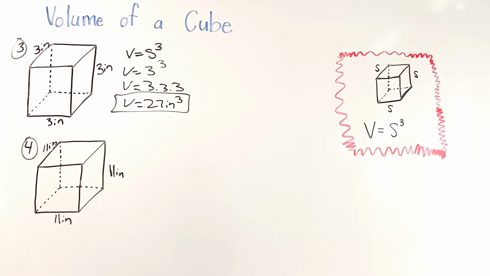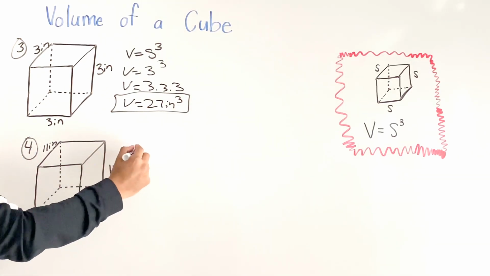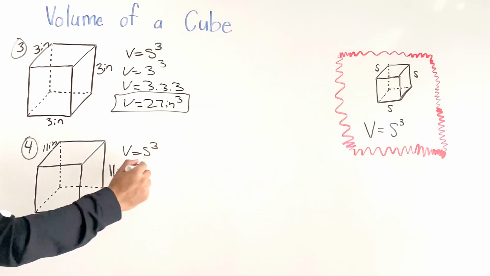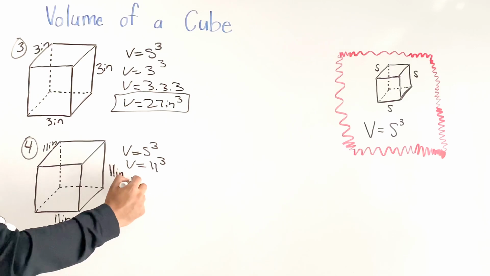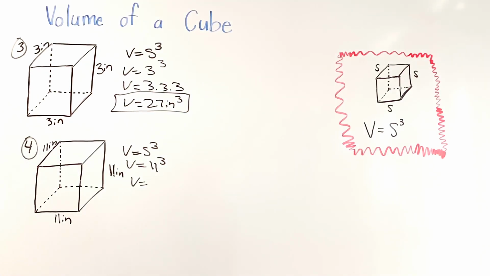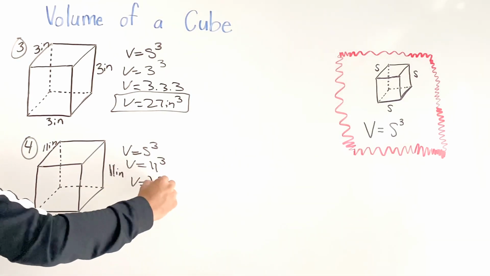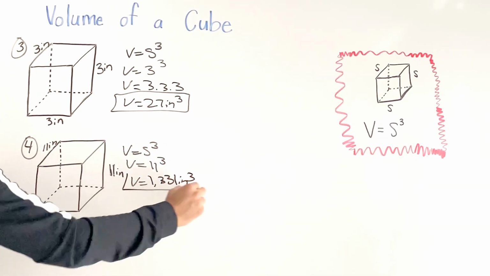and that will be our answer, okay? For number 4, we're going to do the same thing. V equals S to the third power, and in this example, our S is going to be 11 inches. So we have 11 inches to the third power, okay? V equals, once I multiply 11 times 11 times 11, or 11 to the third power, we have 1,331 inches cubed. That's our answer.